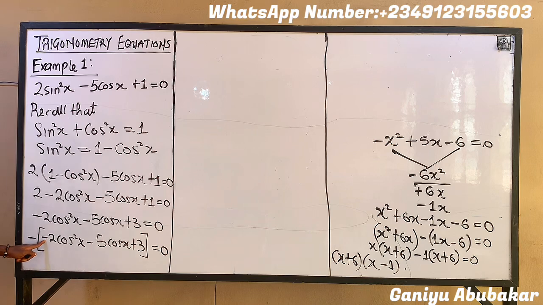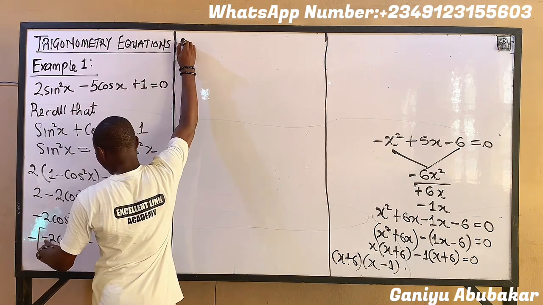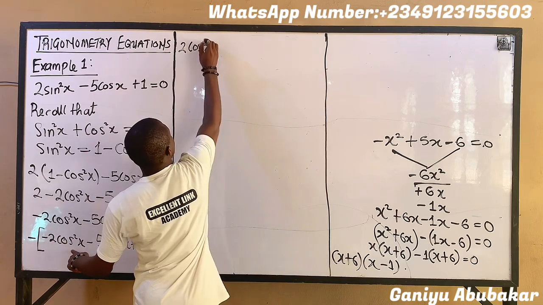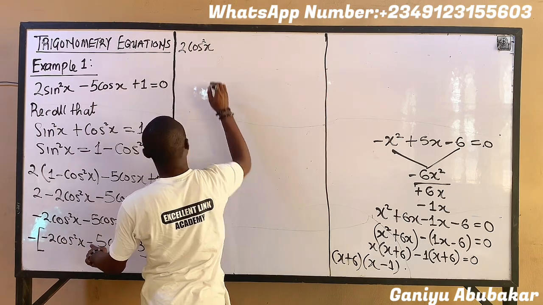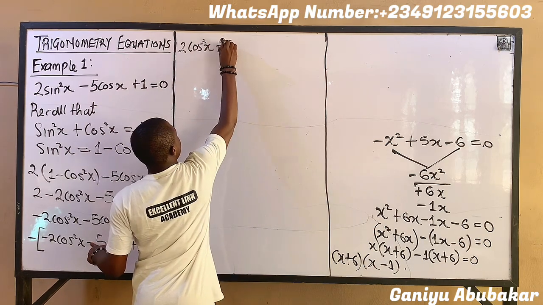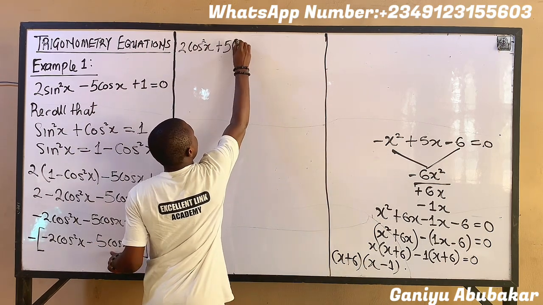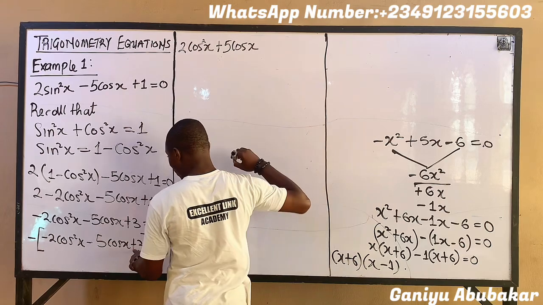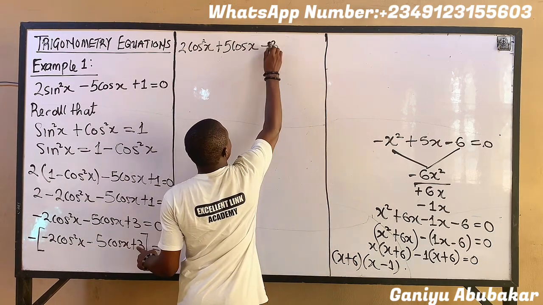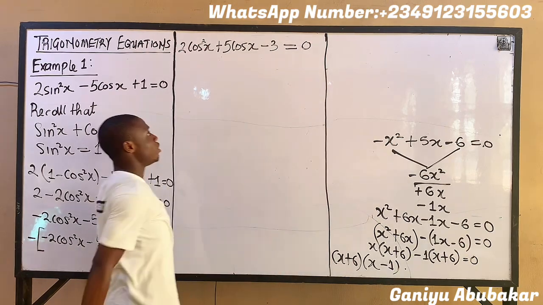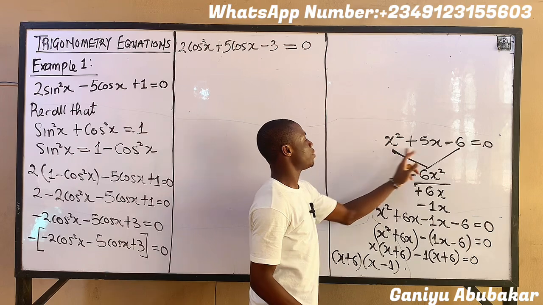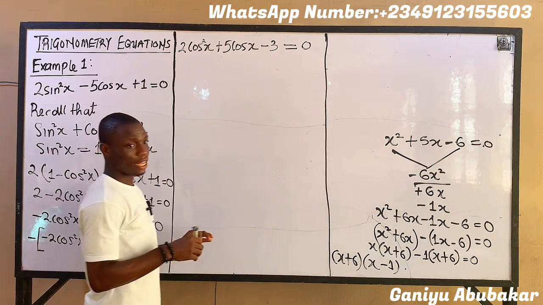Minus minus will give plus now. So I'll have a positive 2 cos squared x. Next up, minus minus will give plus 5 cos x. Next up, minus plus will give minus 3, being equal to 0. Observe this form and this form now. They're somehow similar.